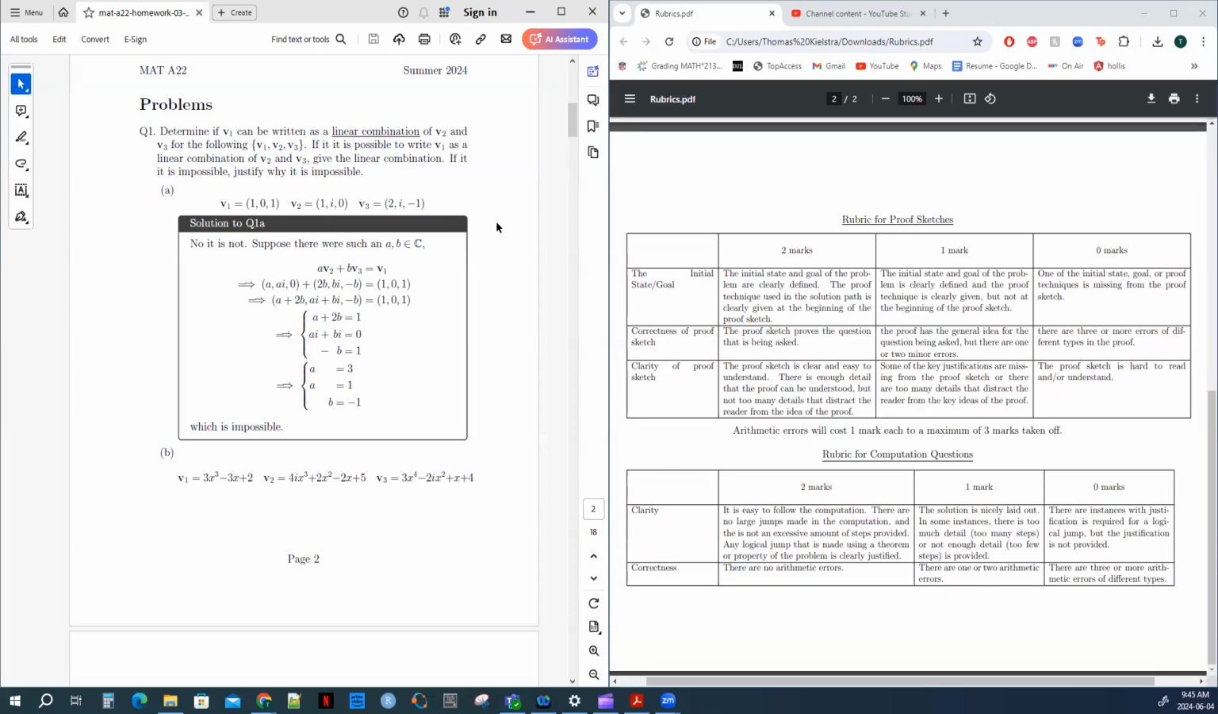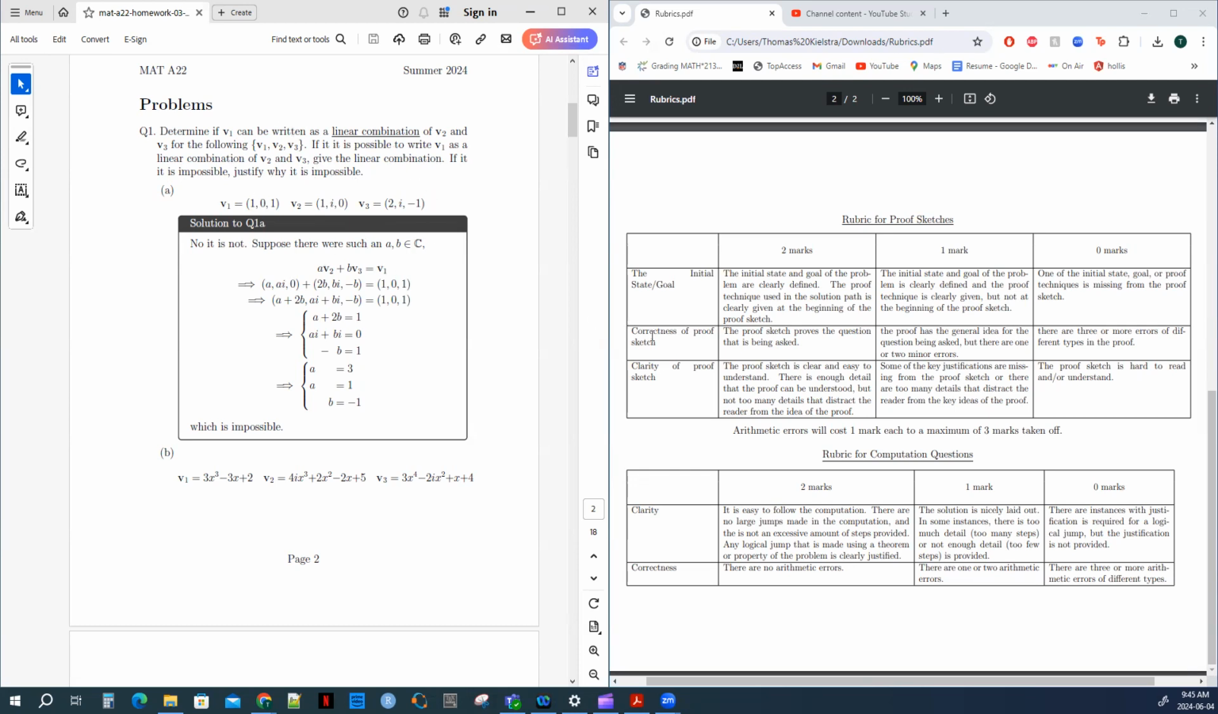So for homework 3, we're going to look at this first question: determine if V1 could be written as a linear combination of V2 and V3 for the following set. If it is possible to write V1 as a linear combination of V2 and V3, give the linear combination. If it is impossible, justify why it is impossible.